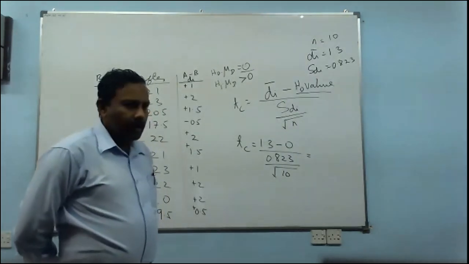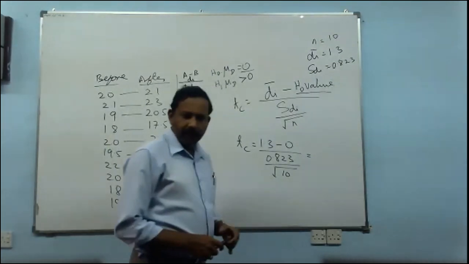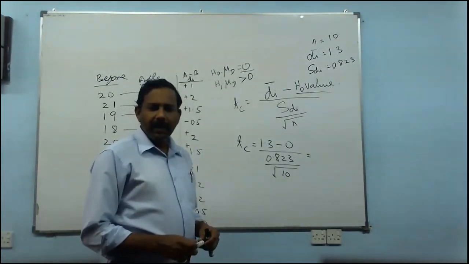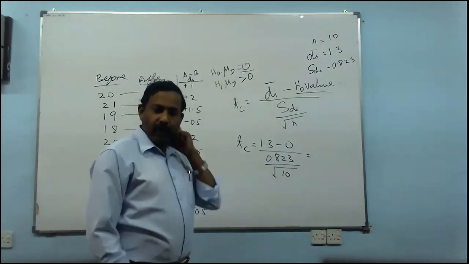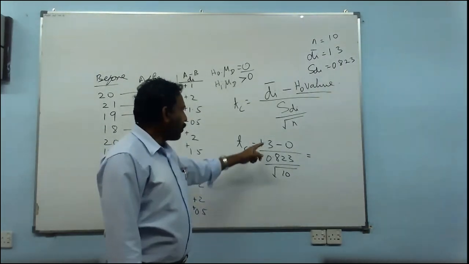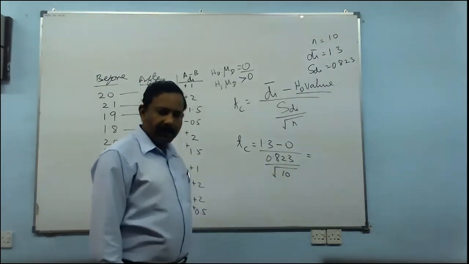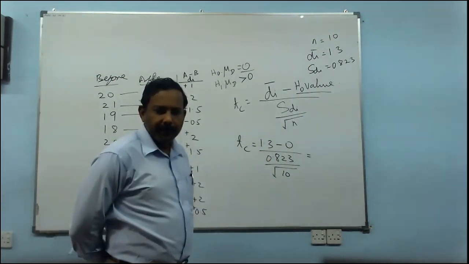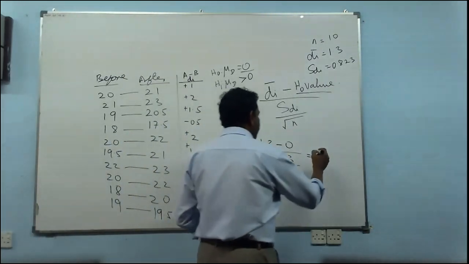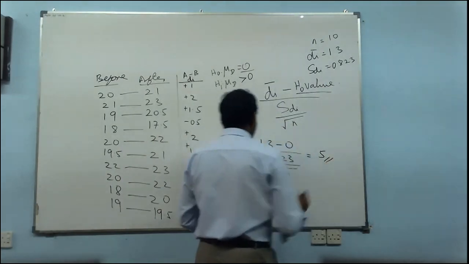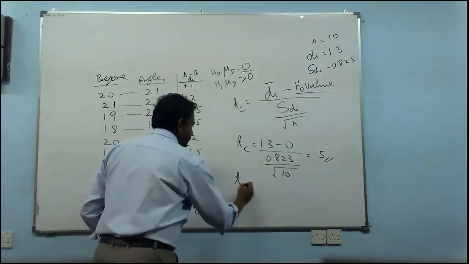5, nearly 5. How about others? Are you all getting the same value? Calculated value: 1.3 divided by this fraction. Yeah, let's assume 5. The calculated value is 5. So now what is the table value?